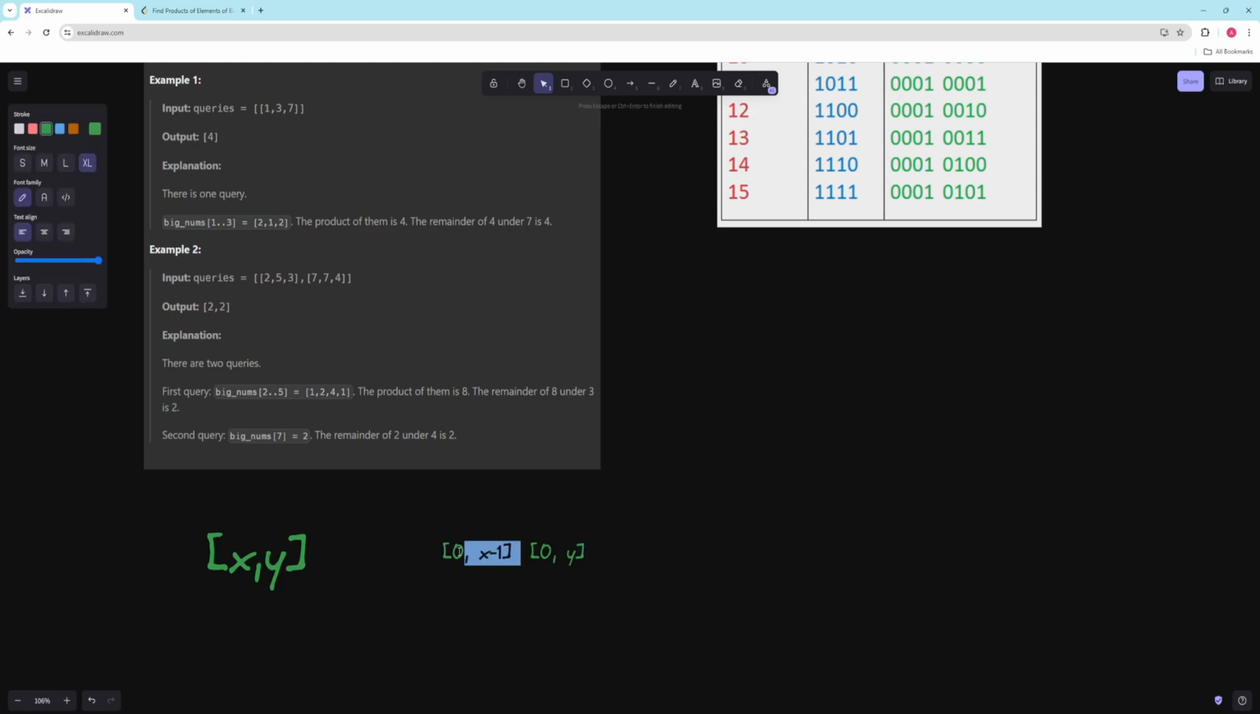So, okay, for some reason I can't cut it, but okay. Maybe I can do it like this. Hopefully. Okay, there we go. Okay, so this is basically that.